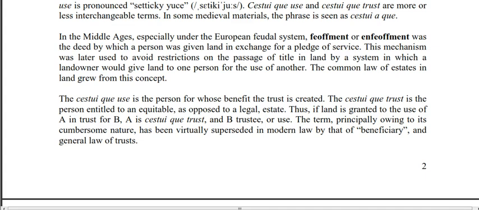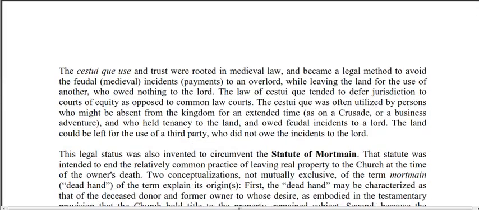The cestui que use is the person for whose benefit the trust is created. The cestui que trust is the person entitled to an equitable as opposed to a legal estate. Thus, if land is granted to the use of A in trust for B, A is the trustee and B is the cestui que trust, or use. The term, principally owing to its cumbersome nature, has been virtually superseded in modern law by that of beneficiary and the general law of trust.